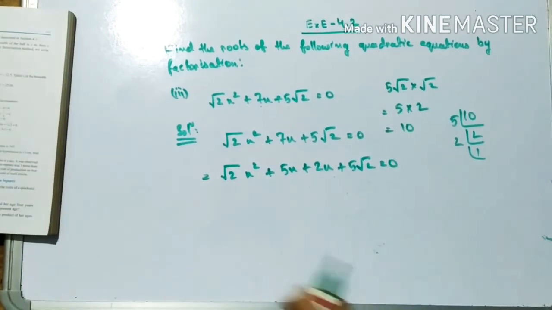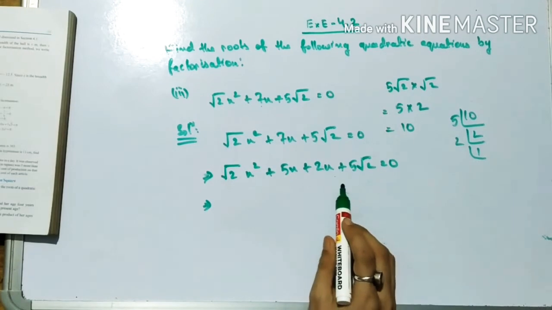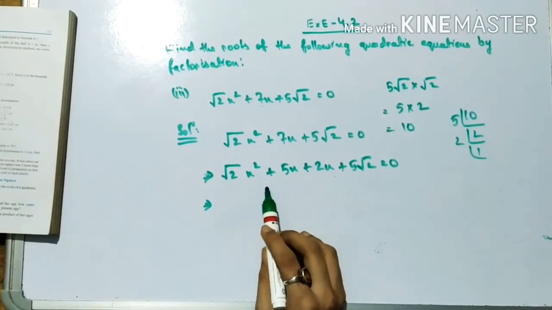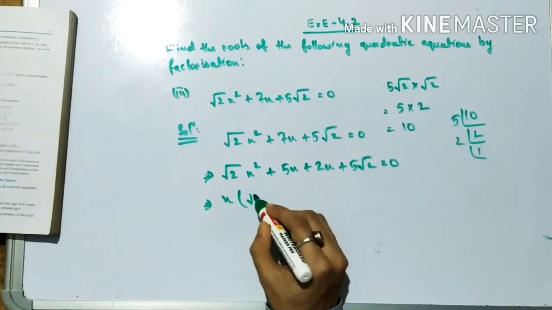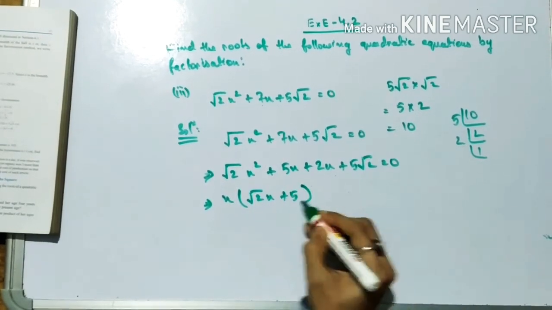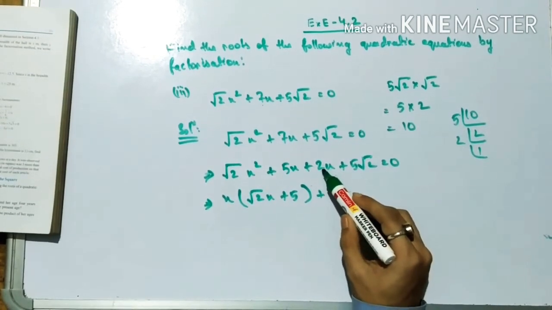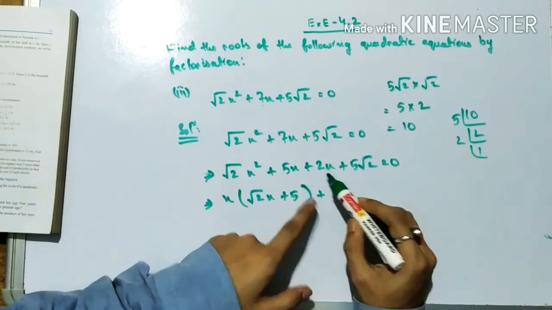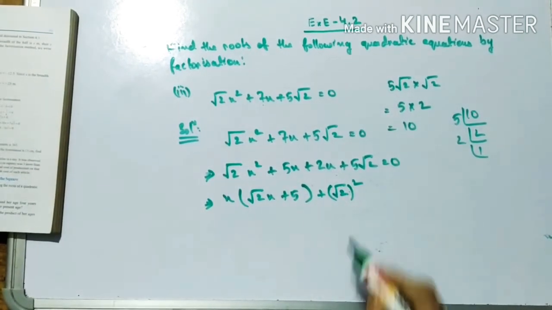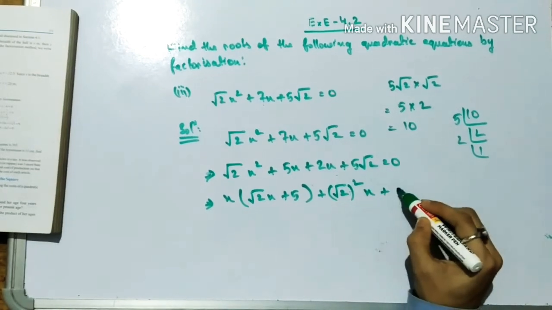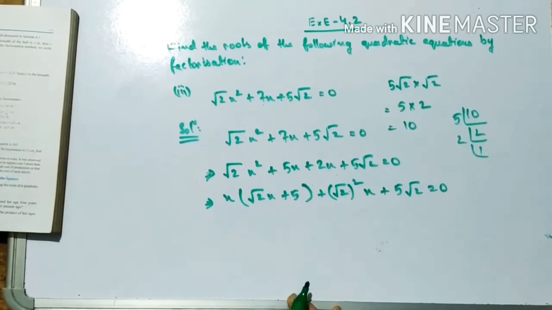No problem there. Notes I have already given. You can check it one time. So here, you see, what common can I take? Here I can take x common. So x, root 2 x plus 5, plus, now next one, you see here, this 2, how can I write it? Root 2 the whole square. Yes, root 2 the whole square x plus 5 root 2 is equal to 0.